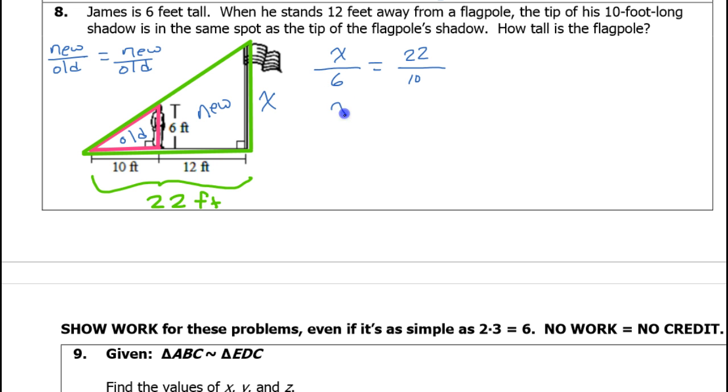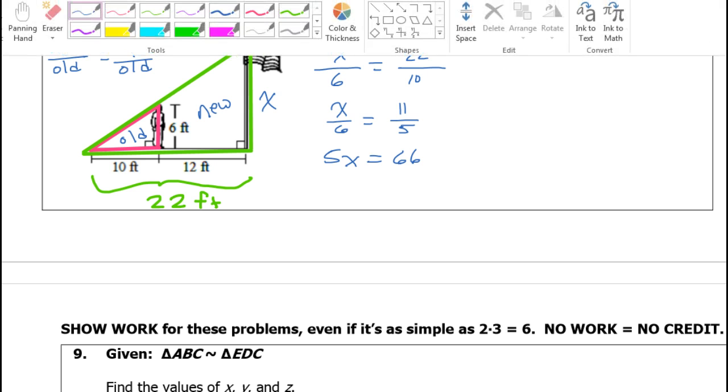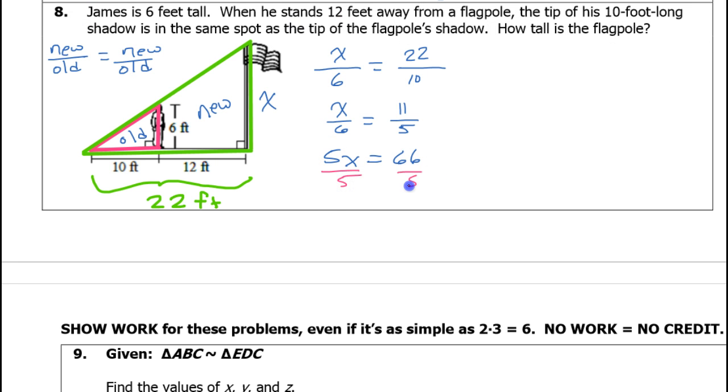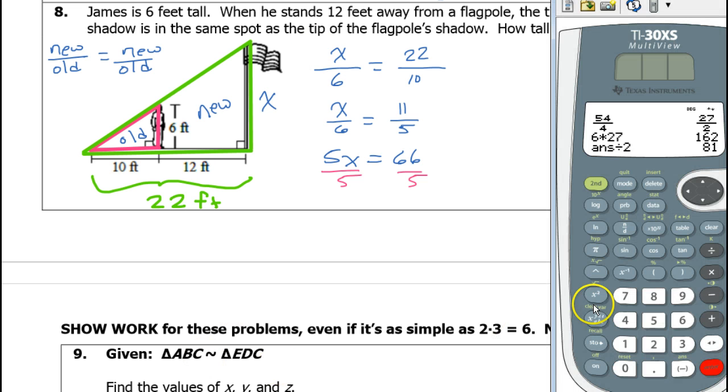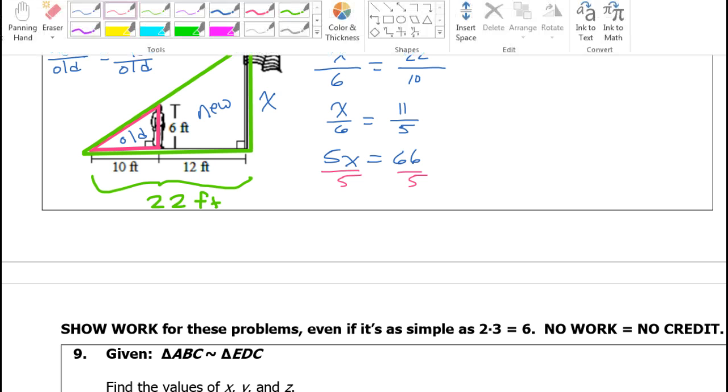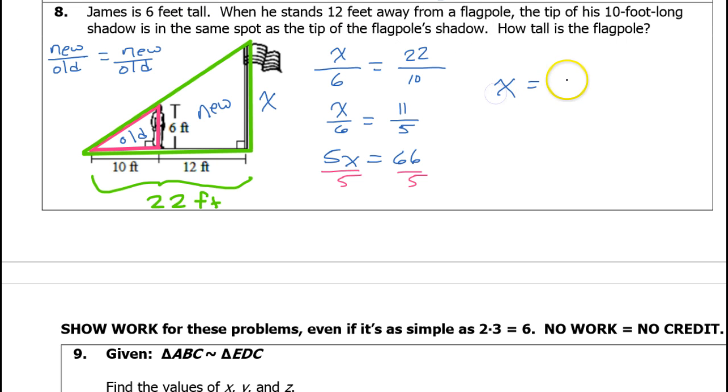And then you can cross multiply. Well, actually, I like to reduce first. That's just me. So this would be 11 over 5. And now if I cross multiply, that's going to be 5x is equal to 66. And then if I divide both sides by 5, that's 66 divided by 5, which is 13.2. Alright, so 13.2 feet will be the height of the flagpole.